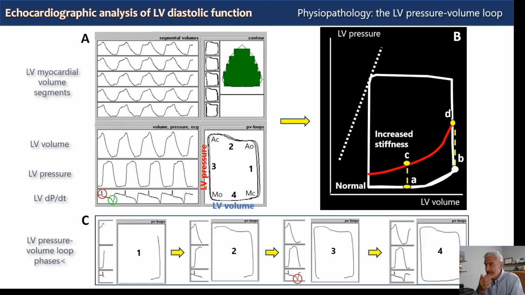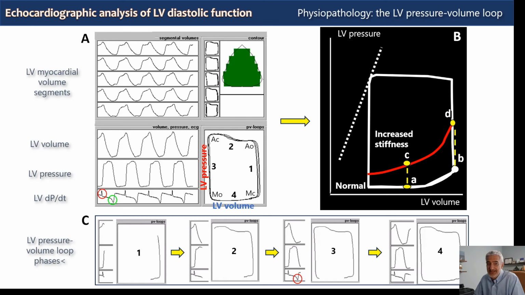Okay, so let's carry on with physiopathology. The left ventricular pressure volume loop, which is the basis of diastole. Here the slide is quite complex, but again, this is basic cardiac physiopathology. You cannot think of performing analysis of diastolic function with echocardiography if you don't first analyze and comprehend all of this. It's necessary for the understanding.